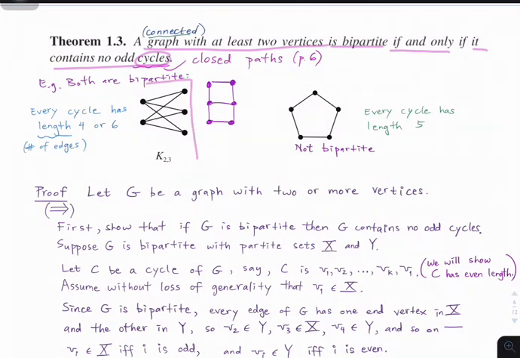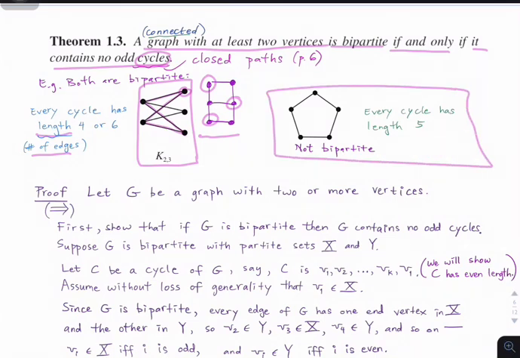So this graph is bipartite, and you can check that every cycle has length 4 or 6. And remember that length is the number of edges. For example, 1, 2, 3, 4 is a cycle, and you can check that there are cycles of length 6, but no odd cycles. This is also a bipartite graph. So here's one way to partition the sets, and you can check that every cycle has length 4 or 6. But this graph is not bipartite, and of course, this is the cycle graph of length 5. So for the proof, let G be a graph with 2 or more vertices.